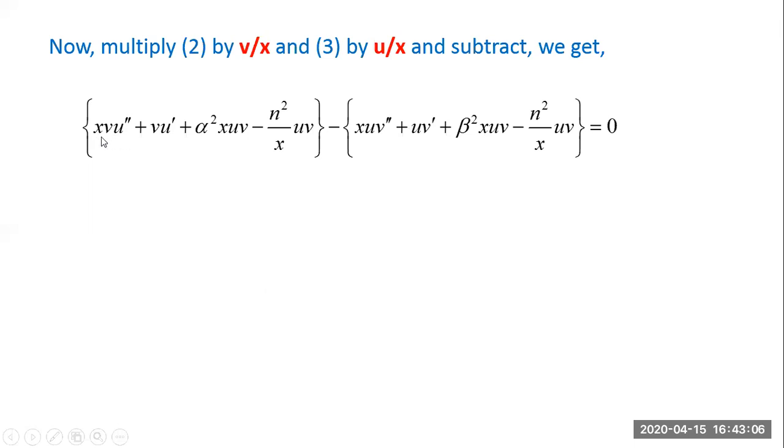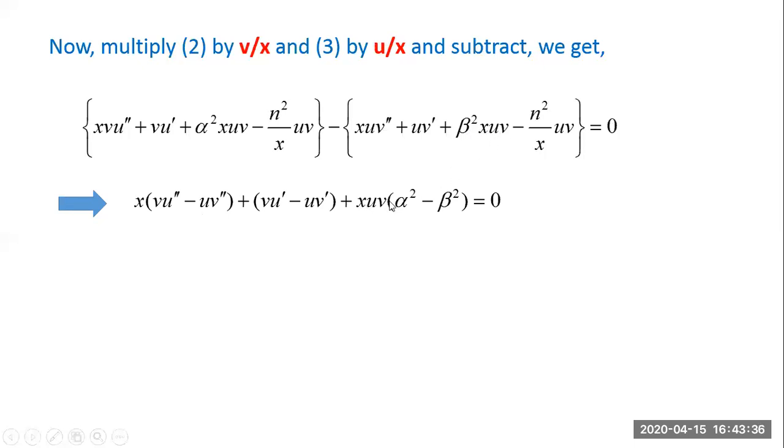Now, say the first term of this first expression here, x into v u double dash minus x into u v double dash. In these two, take x common, you get v into u double dash minus u into v double dash. Second term is v u dash minus u v dash. Write that here: alpha square x into uv minus beta square x into uv.